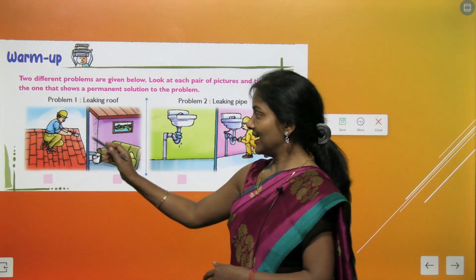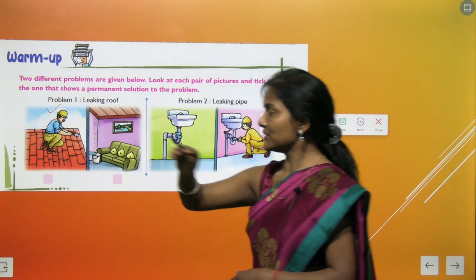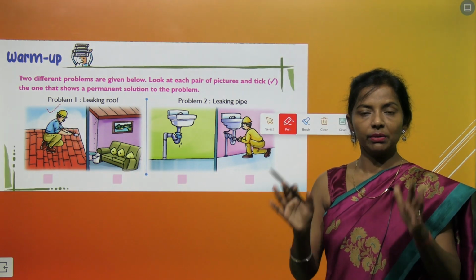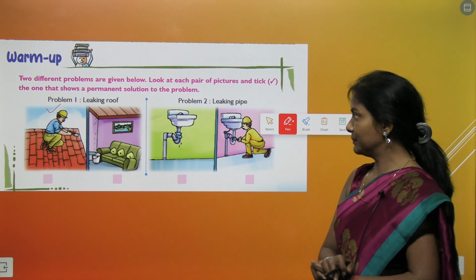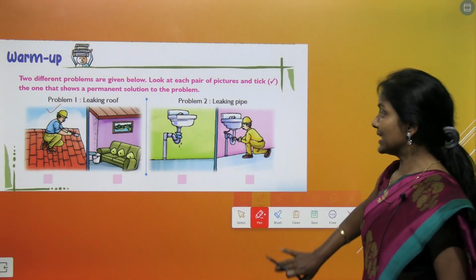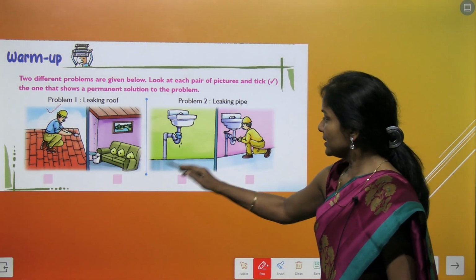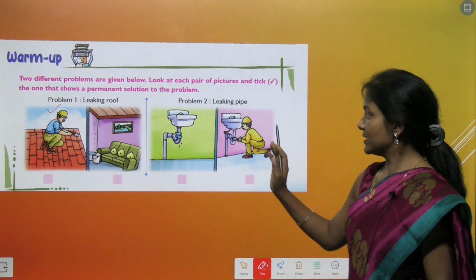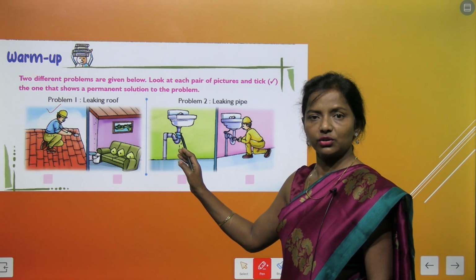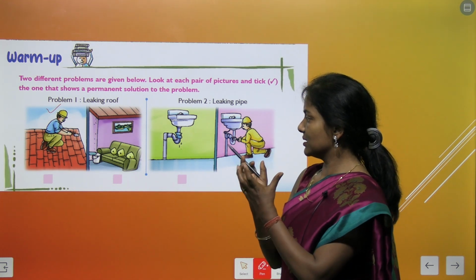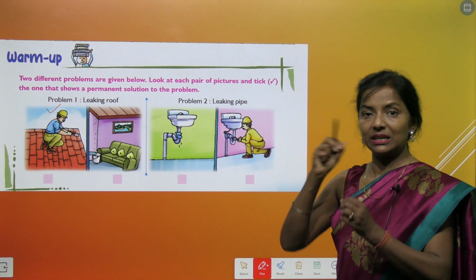Think over it. This first one is the permanent solution to the problem. Now the second problem is leaking pipe. Okay, there's a pipe here, it is leaking. So the first solution is that a cloth or something has been tied to it.